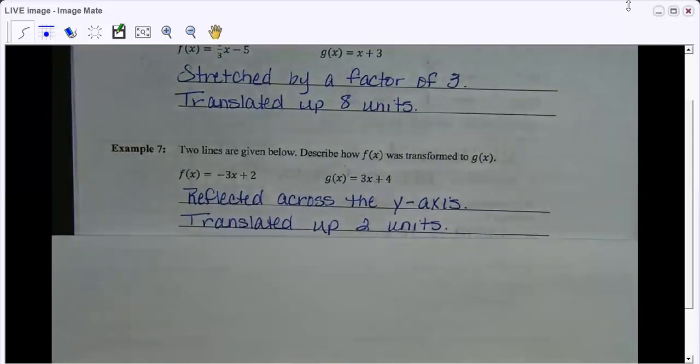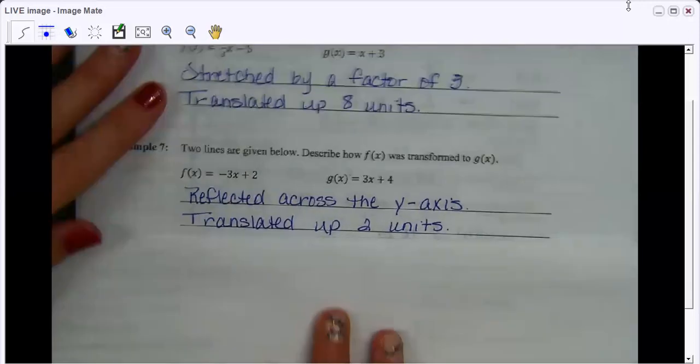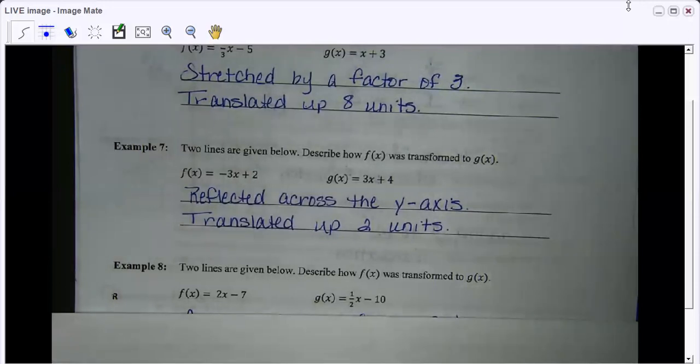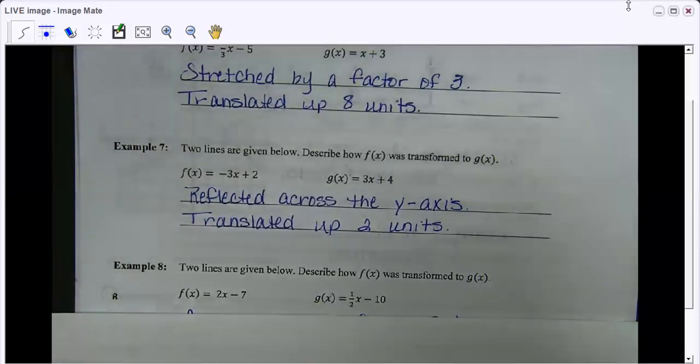So when you're working with these types of problems, you want to look at what you did to the slope and look at what you did to the y-intercept. And then those will be your transformations. Now, one of them might be different when your slope changes from a positive to a negative. You've reflected, but also it could be a compression or a stretch. So you have to look at that.